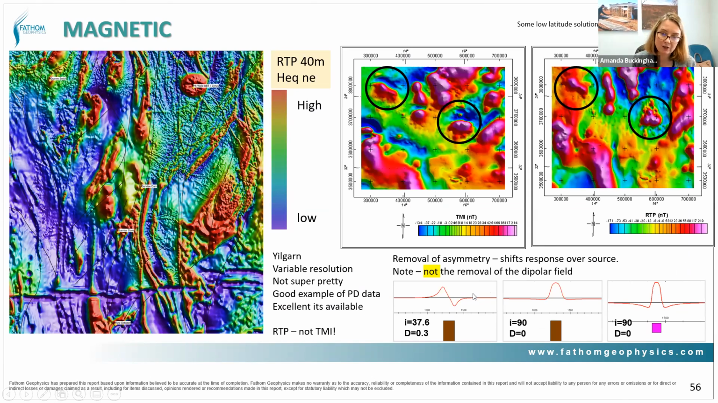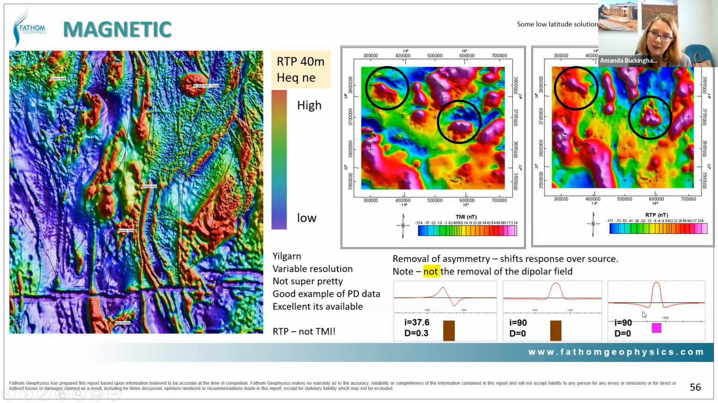I mentioned to you that you shouldn't interpret RTP data, and so this is just a schematic. This is a cross section. This is a magnetic body, and this is the total magnetic intensity when the inducing field is not vertical. And so how would you interpret that? You'd put a body here, there's a low, you would just make a complete mess of it. So you reduce it to the pole, you've got a nice high over your body. Simple, easy to interpret. Don't make life difficult for yourself.